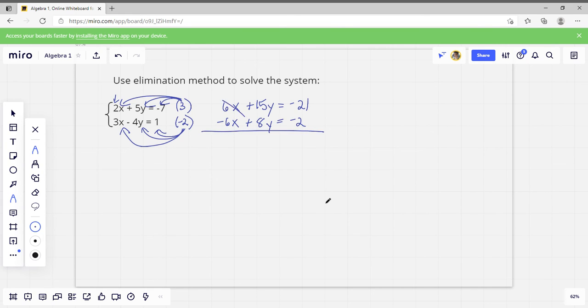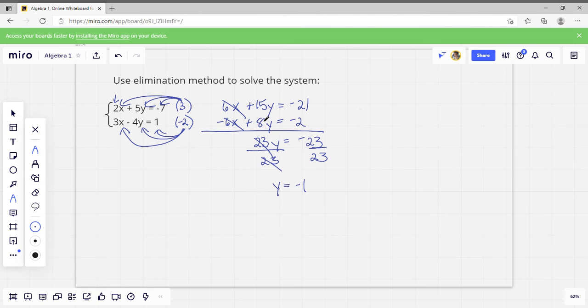Put these together, those cancel. 8 and 15, that would be 23y equals negative 23. Divide by 23. And we're going to get y equals negative 1.